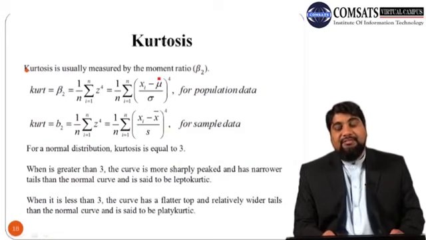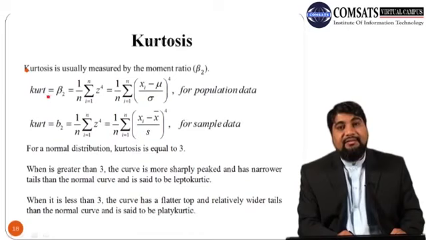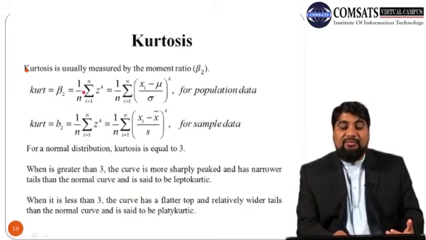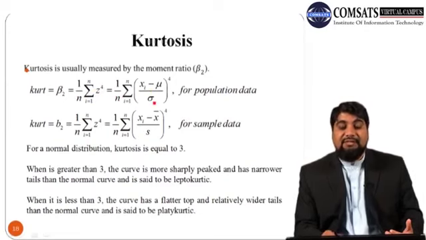Kurtosis is usually measured by the moment ratios, which is beta 2, the second moment ratio, and for population data we can use gamma as well. So beta 2 is 1 over n times the summation of z raised to power 4, where i ranges from 1 to n. Or we can replace this z by its value, xi minus mu over sigma, raised to power 4. For sample data we have to replace these population moments with the sample moments.